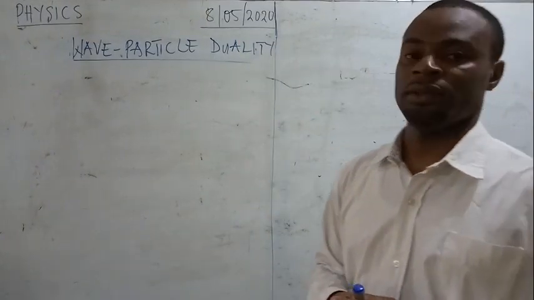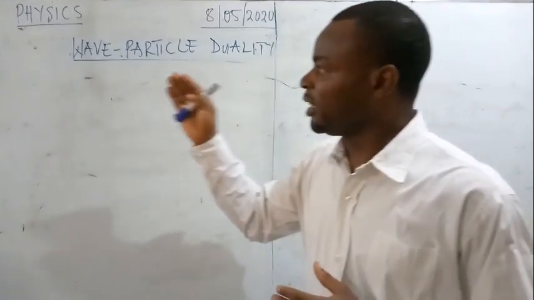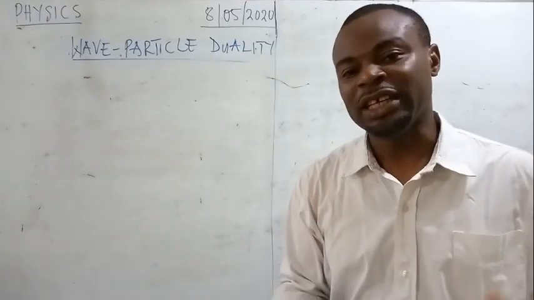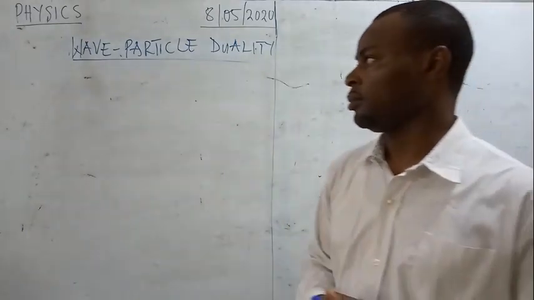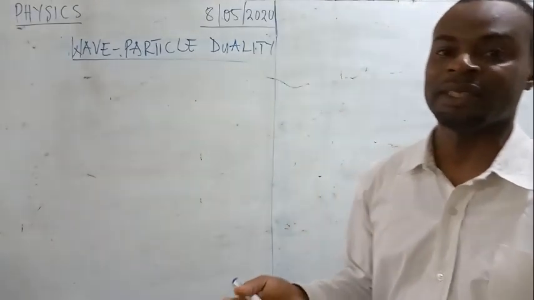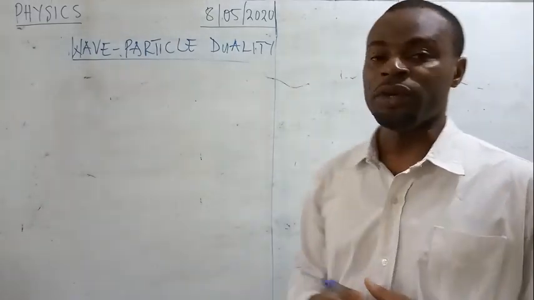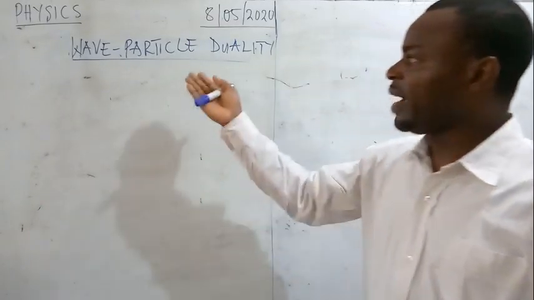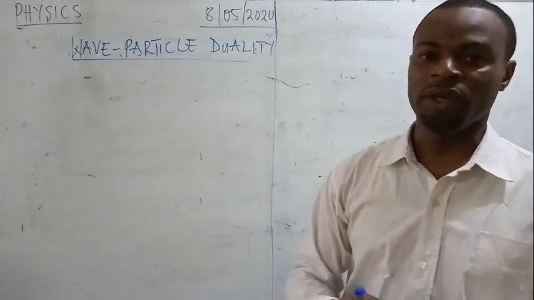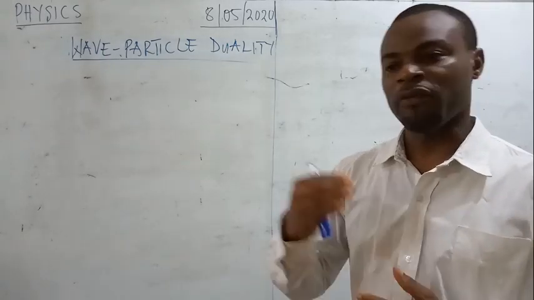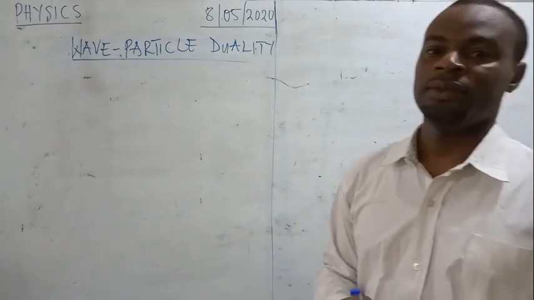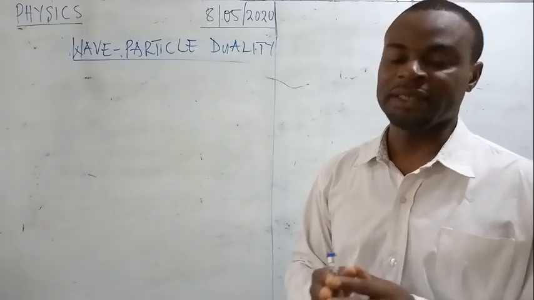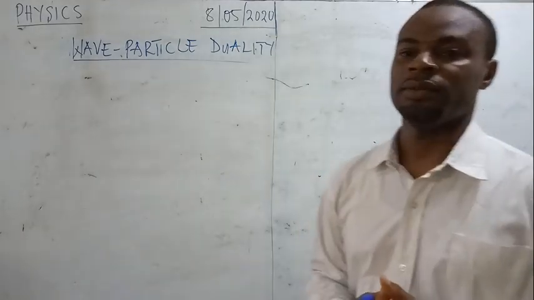exhibit two properties. That is, it exhibits the wave property and also particle property, but cannot exhibit both at the same time. Hence, we have two different theories of matter: the wave theory and the particle theory. One can simply define this wave-particle duality as the phenomenon of matter in form of light or electron to behave as wave or particle, but not simultaneously.